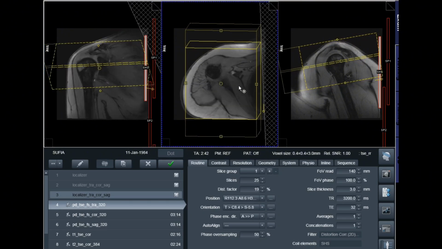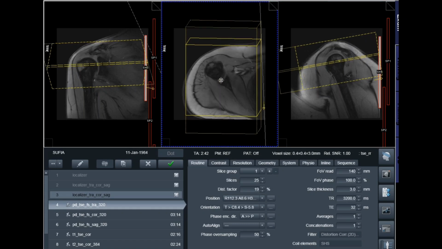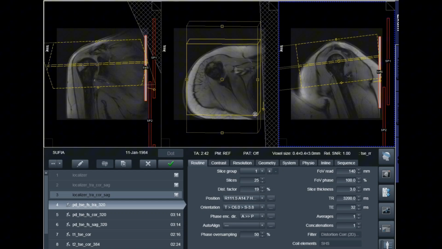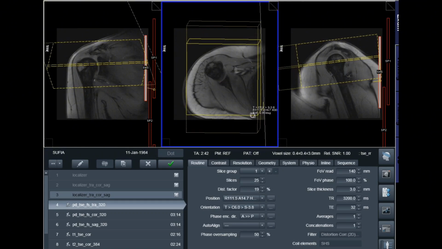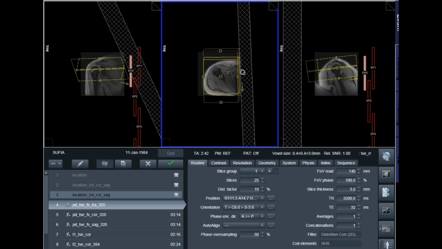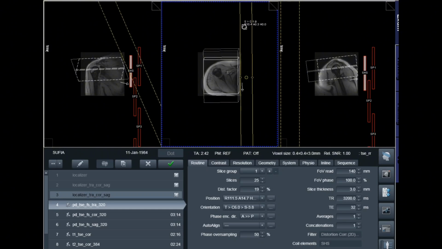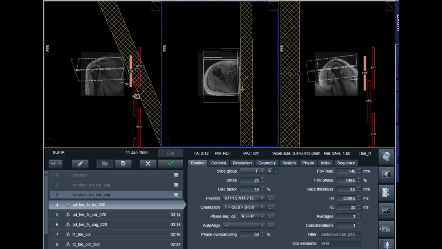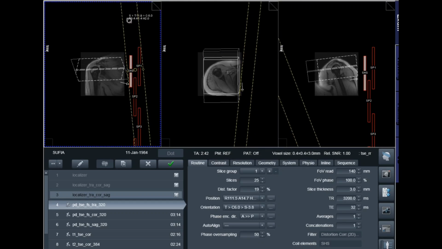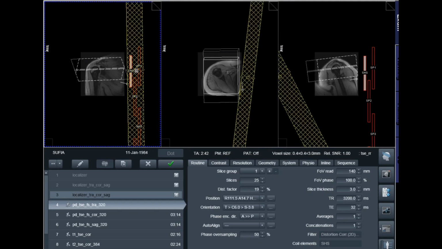MRI of the right shoulder joint. Magnetic resonance imaging, MRI, is a non-invasive, radiation-free imaging modality that uses strong magnetic fields and radiofrequency pulses to generate high-resolution, multiplanar images. MRI of the right shoulder joint evaluates bone marrow, articular cartilage, tendons and muscles, labrum, ligaments, bursa, joint capsule.